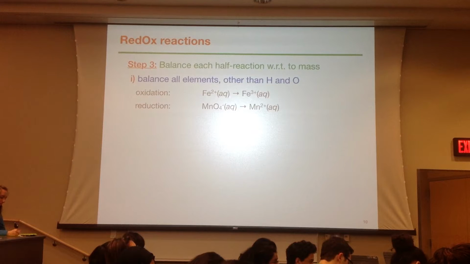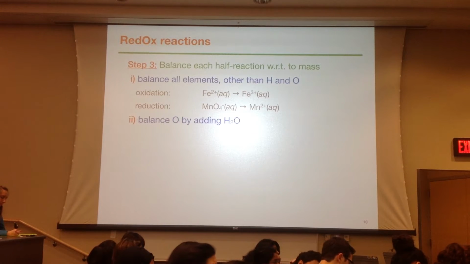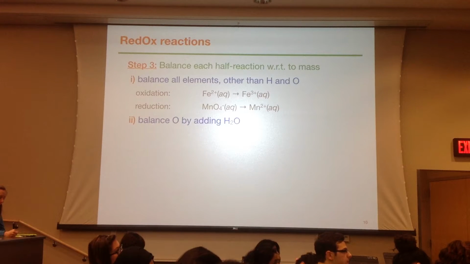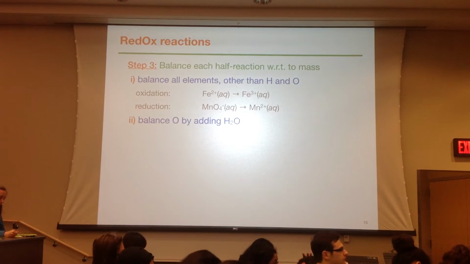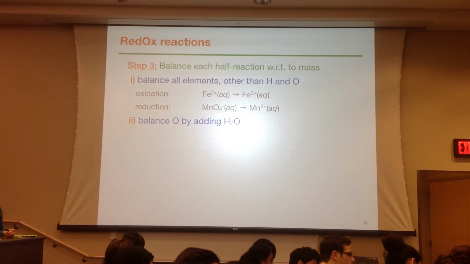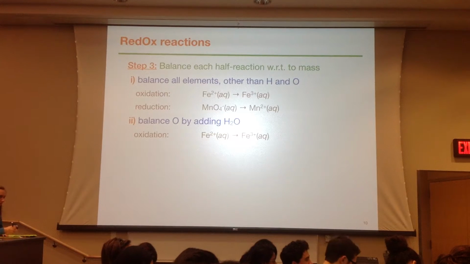Sometimes that happens, and you're lucky. Next step is to balance the oxygens by adding water, since this is an aqueous solvent. All right. So, iron. We have iron and iron. We have no O present in the oxidation half reaction. Therefore, we are going to do nothing.